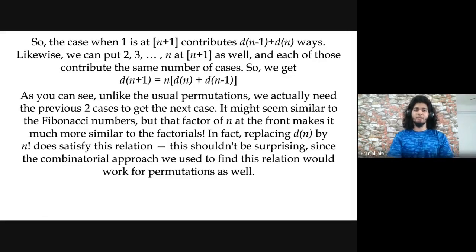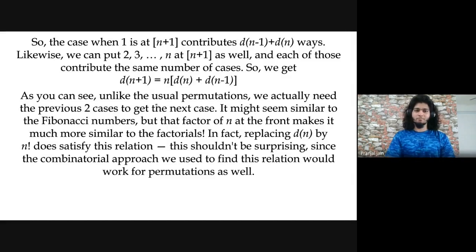Unlike the usual permutations, you can see that we need the previous two cases to get the next case. That makes it seem familiar to the Fibonacci sequence, because you also have this same pattern of summing the previous two terms, and you're not doing anything crazy with them. But the fact that we have this n at the front makes them much more similar to the factorials. In fact, if you replace D of n plus 1 with n plus 1 factorial, D of n with n factorial, and D of n minus 1 with n minus 1 factorial, this relation actually holds. If you do the algebra with a bit of simplification, you can see that n plus 1 factorial is n times n factorial plus n minus 1 factorial.